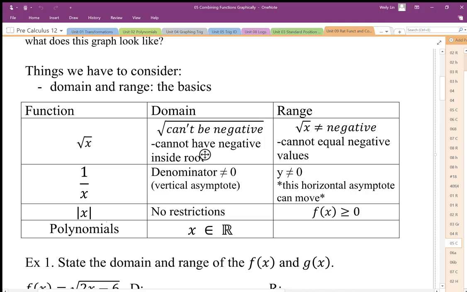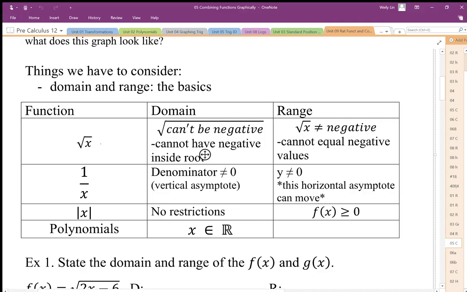For absolute value, there's going to be no domain restrictions, and for polynomials, the same thing. Polynomials are valid for a domain of all real numbers. Now the range is going to be a little bit trickier, so we're going to do limited analysis on the range, but we should have some basic ideas of the range.